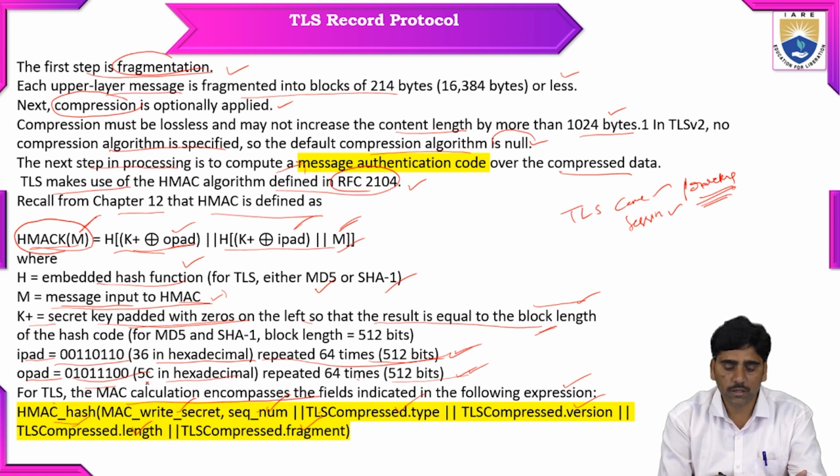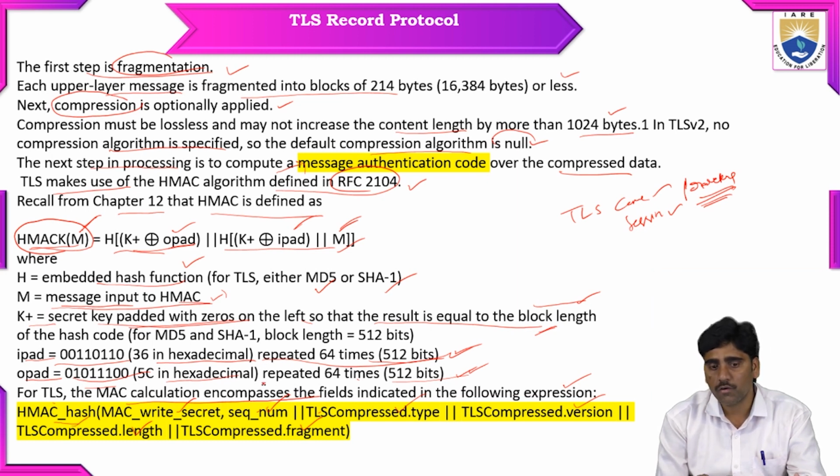So one is the HMAC hash authentication function, which has the MAC write secret as one parameter from the TLS session, and the sequence number is also from there. And TLSCompressed.type is one parameter. TLSCompressed.version is one parameter. TLSCompressed.length is one parameter. TLSCompressed.fragment is also one parameter. So all these parameters are used for calculating the fields indicated in the expression.